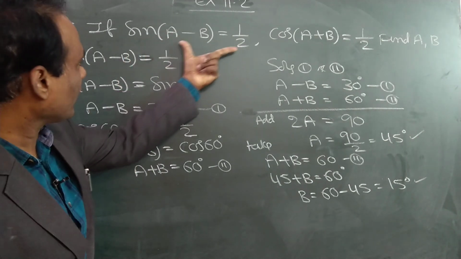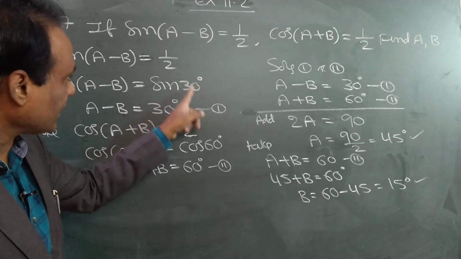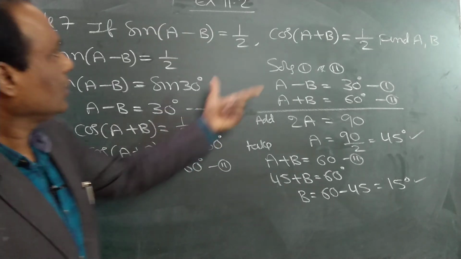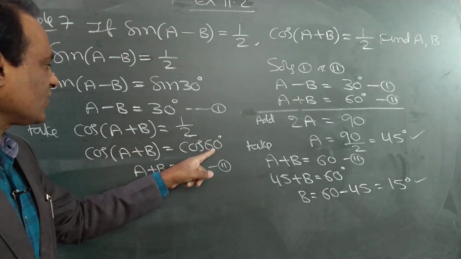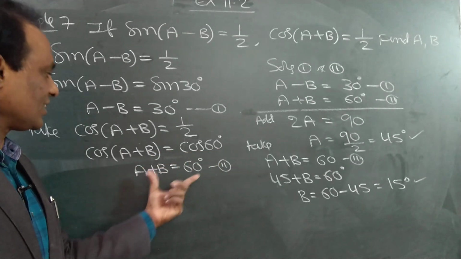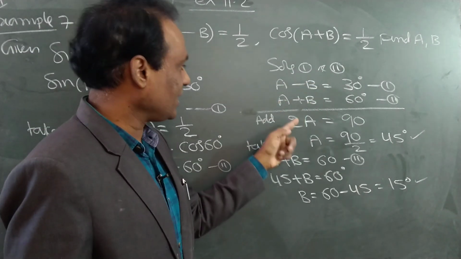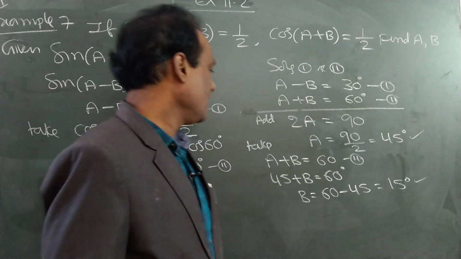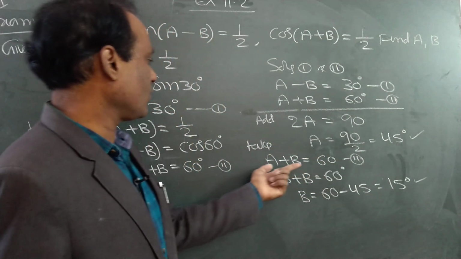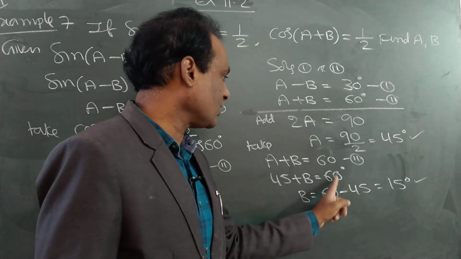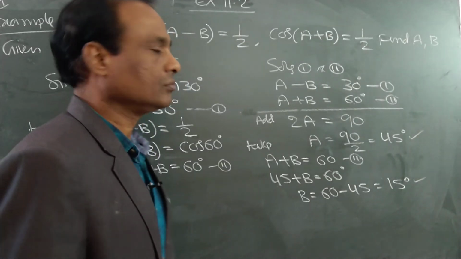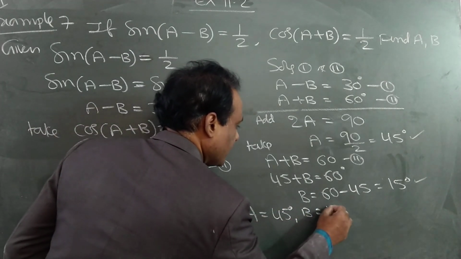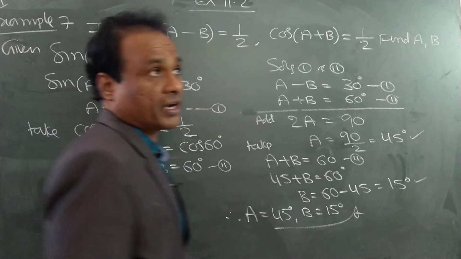1 by 2, this is the equation given. 1 by 2 is written as sin 30. By simple comparison, A minus B is equal to 30, first equation. 1 by 2 can be written as cos 60, so A plus B is equal to 60. Adding these two, 2A, and minus B plus B cancel. 30 plus 60 is 90, and 90 by 2 is 45. From A plus B equal to 60, A is 45, so B is 60 minus 45, which is 15. So therefore A is equal to 45 degrees, B is equal to 15 degrees. Answers. This is one important example.